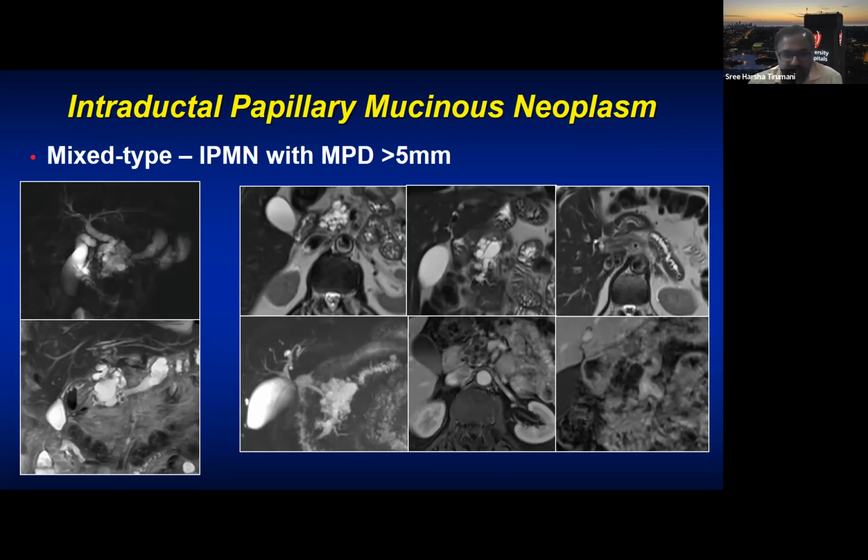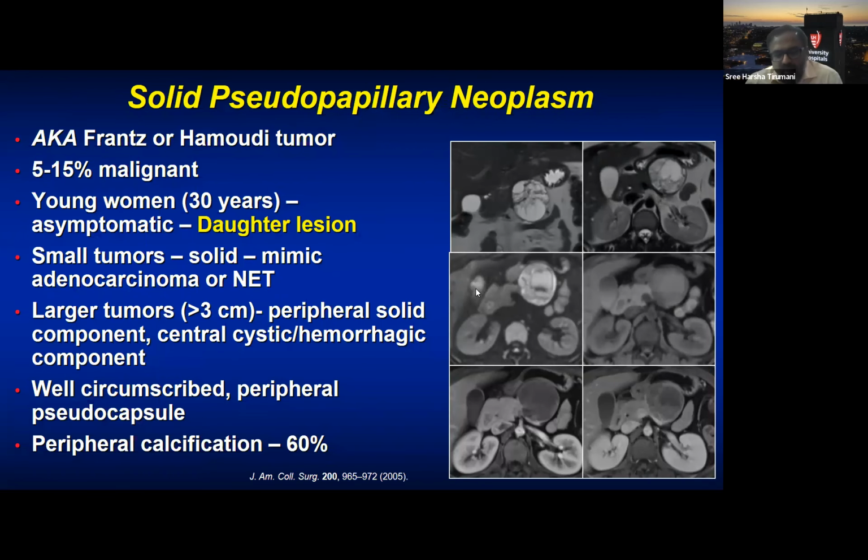And the reason for that is the malignant potential of this is a little higher than a regular branch duct IPMN. And the dilatation of the duct should be at least 5 millimeters or above to call it a mixed type IPMN. Now, a quick word about SPEN.